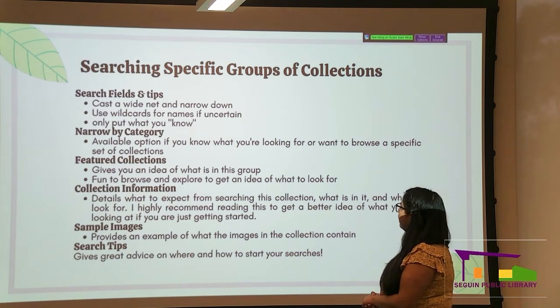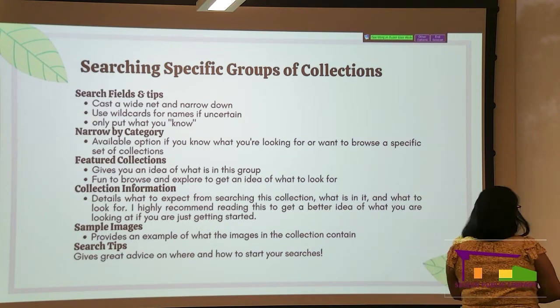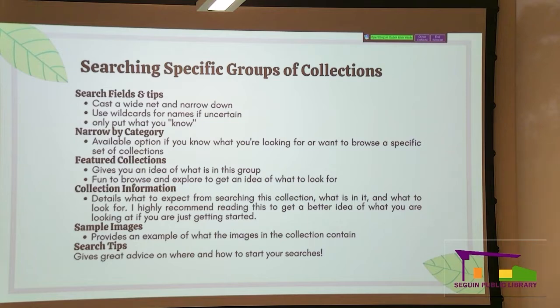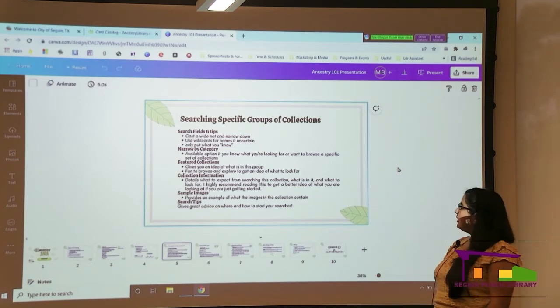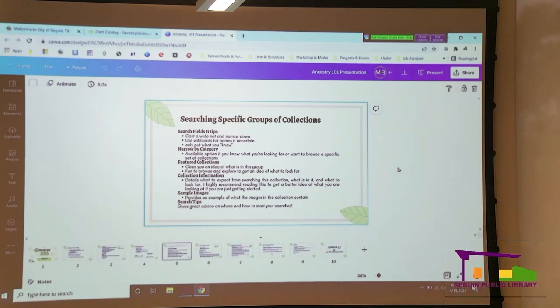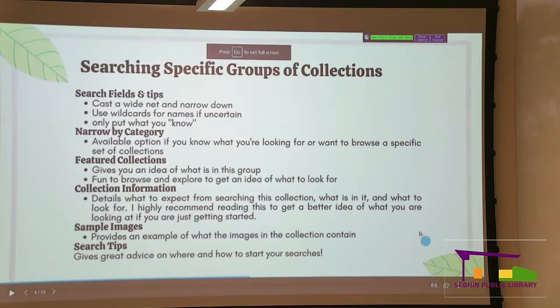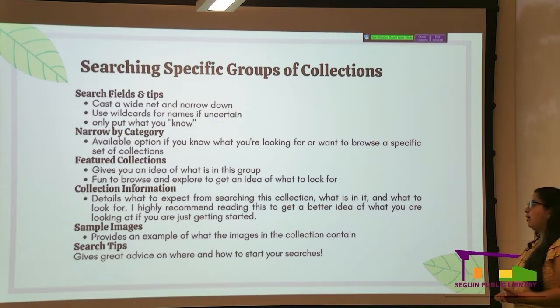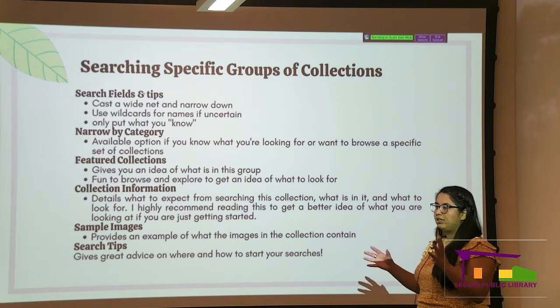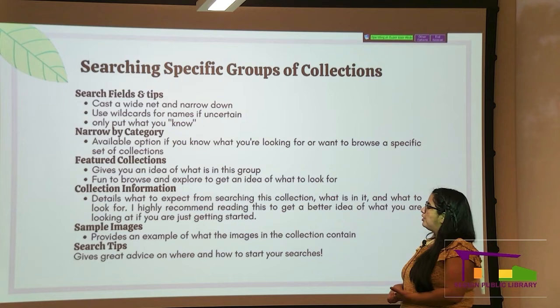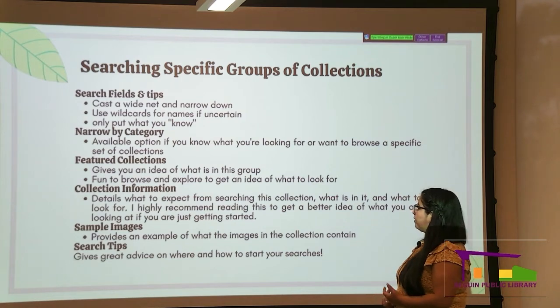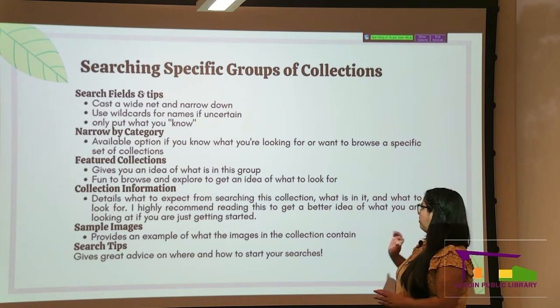Let's see. So featured collections is another thing that's available on that screen. Your featured collections just give you an idea of what's in that group. That's what was listed on that card catalog page. And those featured collections are really fun to browse because then you can explore them and get an idea of what exactly you're wanting to look for. The collection information is something that's available on each one of those records, which I'm going to open in a minute and show you what I'm talking about here.